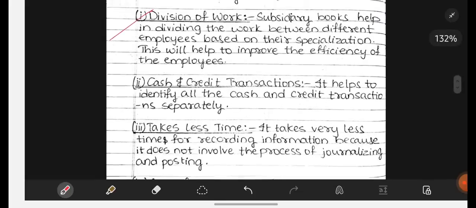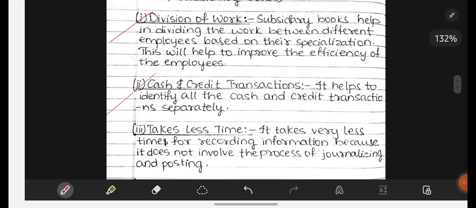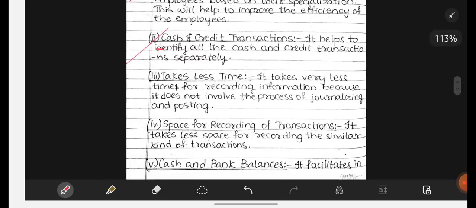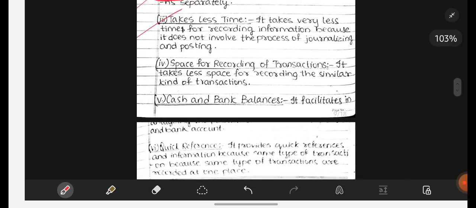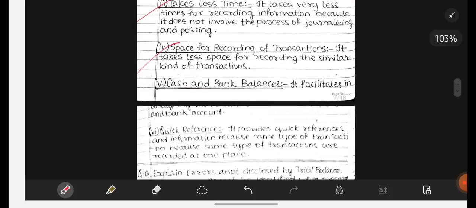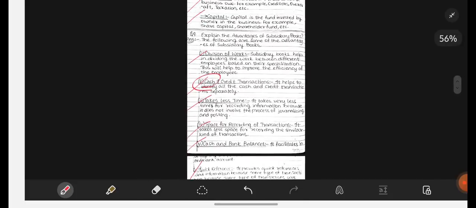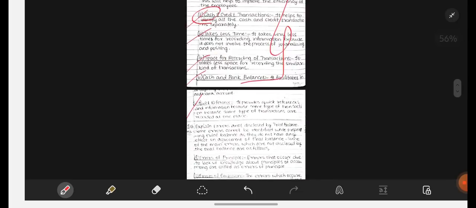Division of work. There will be a division of work between the workers. Cash and credit transactions, both kinds of transactions will be taken, not only cash transactions. Takes less time. It manages the time. It takes very less time. Space for recording transactions, cash and bank balances, quick reference. So all these are the advantages of the subsidiary books.